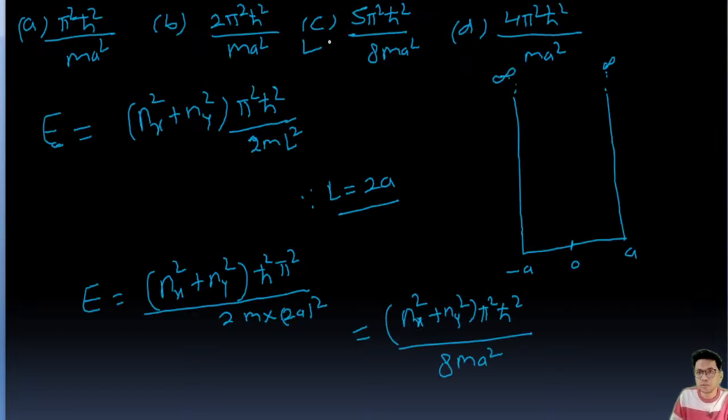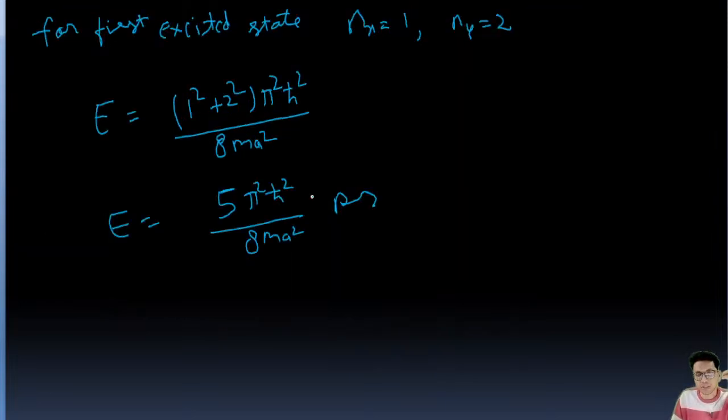So option C is matching, right? 5 pi square h cut square upon 8 m a square. So this is the answer, guys.